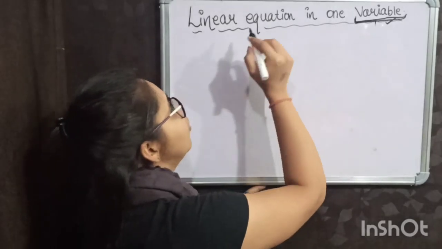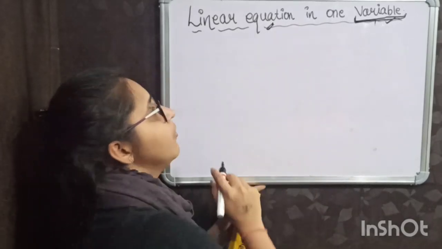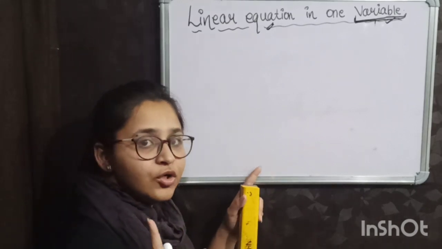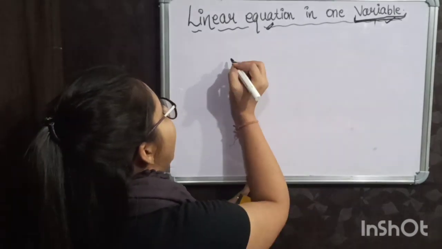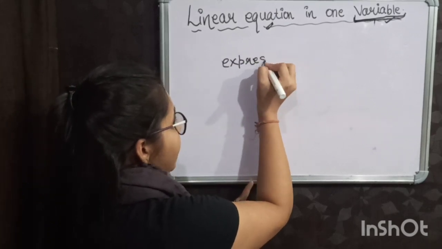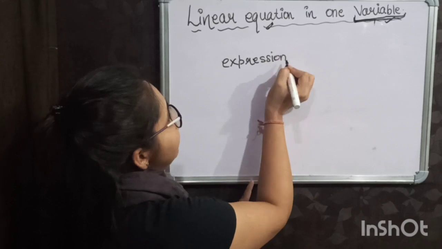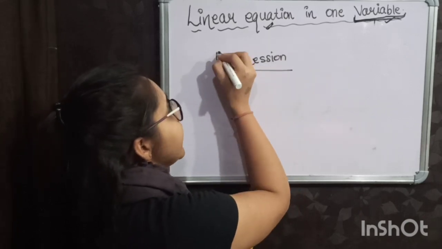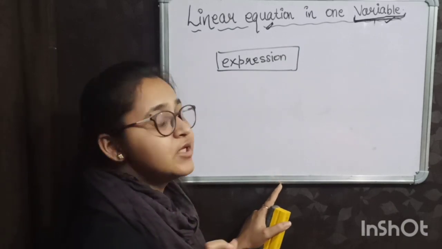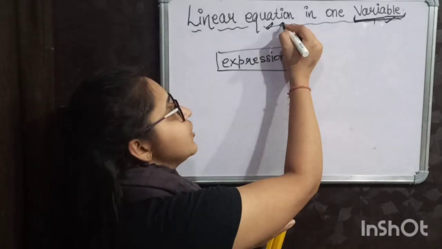Now come to our next term, equation. And before equation, we will introduce another term, and that term is expression. Before equation, we will understand what an expression is. In mathematics, there is a difference between expression and equation.